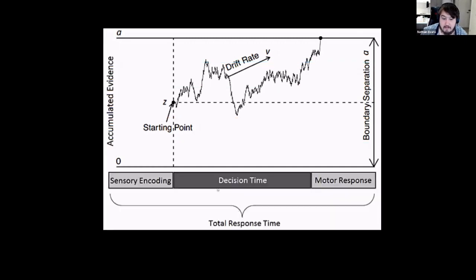The last key parameter is something called non-decision time. And in a way, this is kind of a garbage bin of these models.